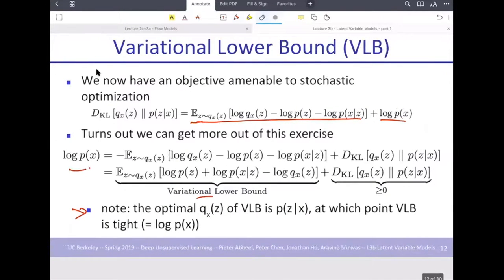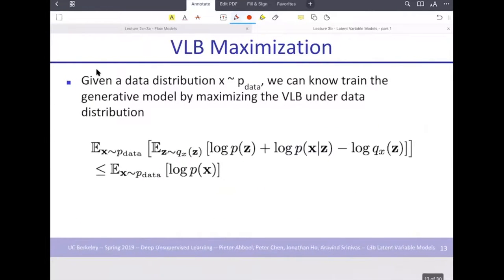So in this slide, we found that this term is the lower bound of our likelihood. Okay, so in the next slide, we know that we want to maximize the VLB because we want to maximize our likelihood. That's why we maximize the VLB, which is the lower bound of our likelihood.